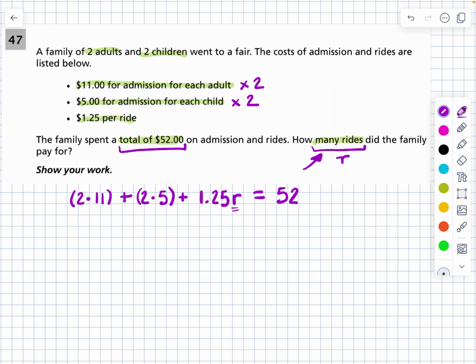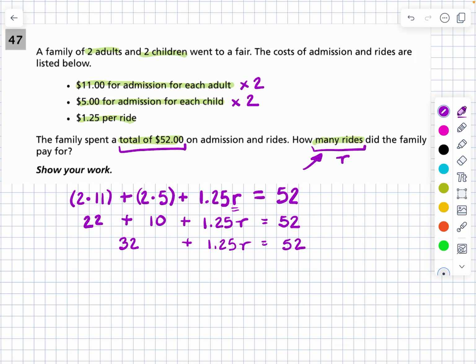Okay, so now we can start to solve this problem. We've got it all set up. It's just a matter of solving. So 2 times 11 is 22, plus 2 times 5 is 10, plus 1.25r is equal to 52. In the next step, I'm just going to add 22 plus 10, and that gives us 32, plus $1.25r is equal to 52. I like to keep everything lined up and only do one step at a time, so I don't forget where I am. Also, if I ever have to go back and check my problem, it'll be real easy to check because everything's lined up.